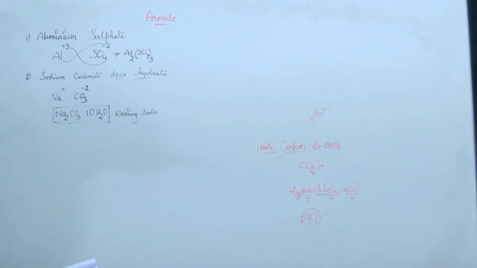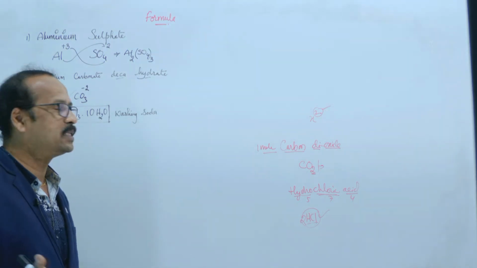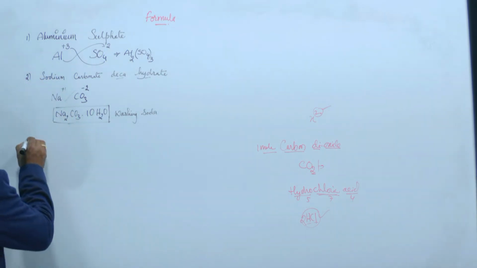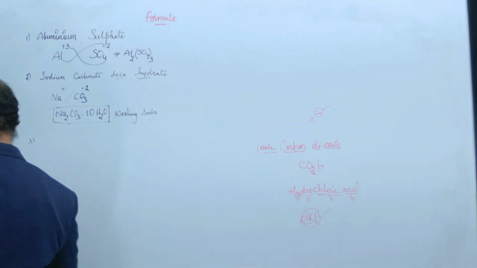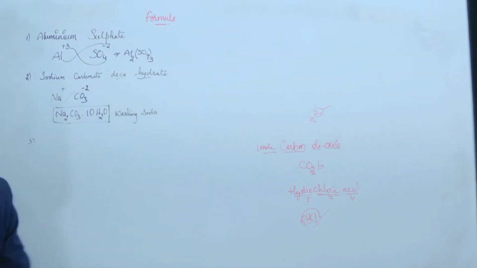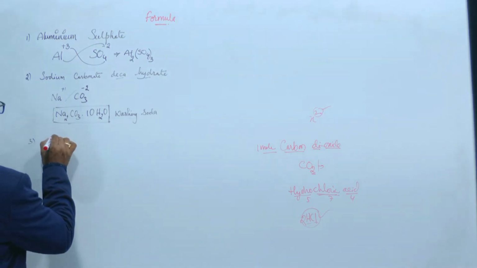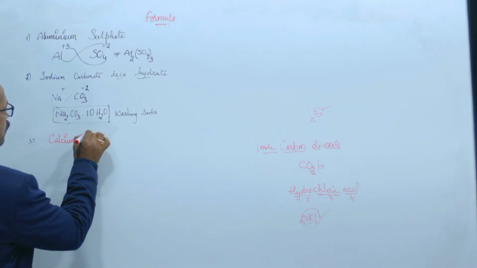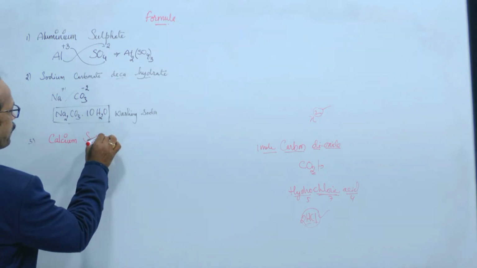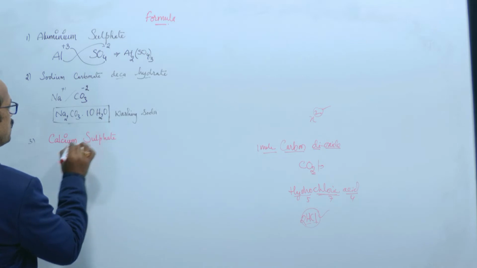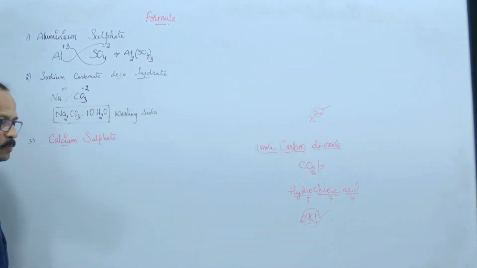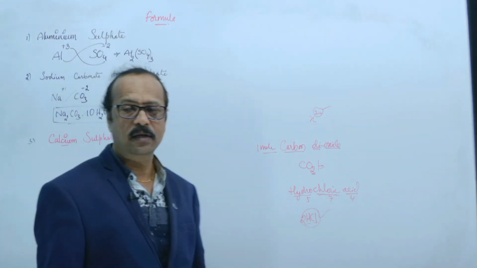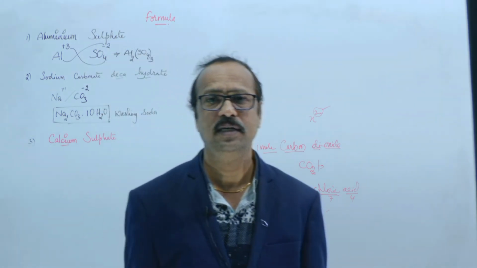Chalo, third one you should write. Molecular formula of calcium sulfate. Very simple one they have given now. Calcium sulfate. So first one is what? Positive, electropositive. Search in the fourth synopsis.